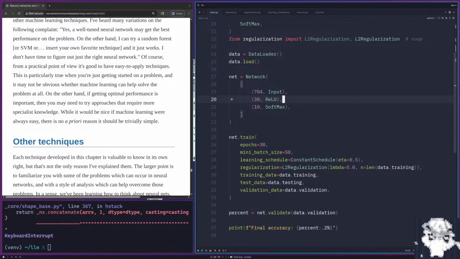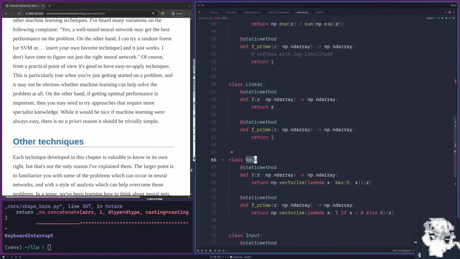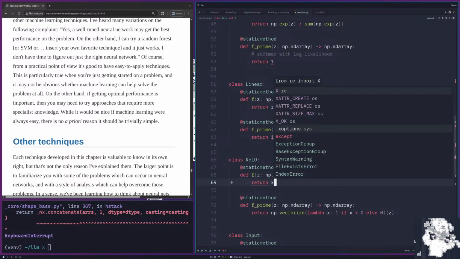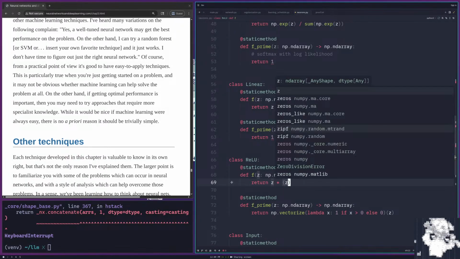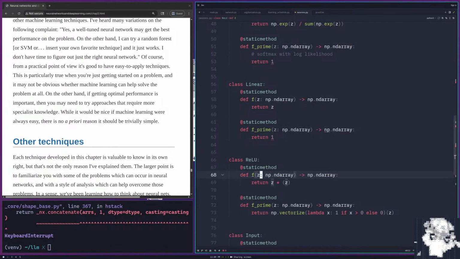The other thing I'm gonna do is, ReLUs are pretty slow, and I found a way to do it that is faster. So instead of calling this max function and then vectorizing it, if I just do this, z times, and this doesn't make sense when z is an array, although NumPy seems to get what I'm trying to say and vectorizes it correctly.